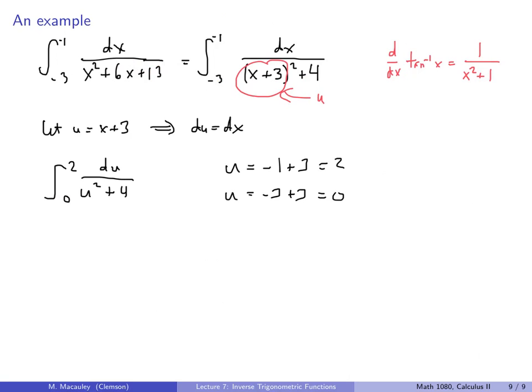Okay, so now we don't quite have what we need. Again, this is what we need, this is what we have. So how do we fix this? Well, I have to factor out a 4 here because this thing has to be a 1.